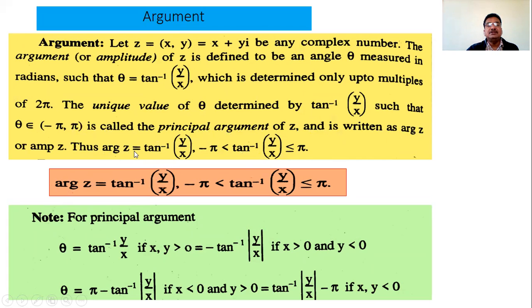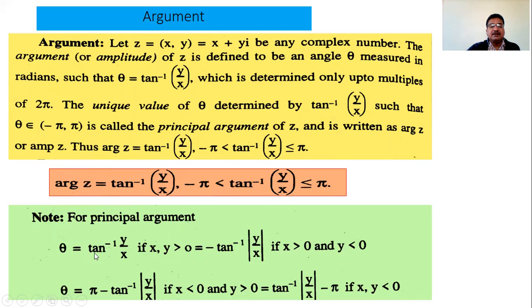And what is the definition of the principal argument of z? It is tan inverse y by x, where this tan inverse y by x lies between minus pi to pi. That is, strictly greater than minus 180 and less than or equal to 180. Pi means 180. So the value of the argument that lies in this range is called the principal argument.